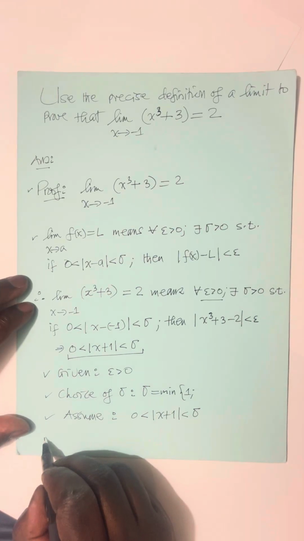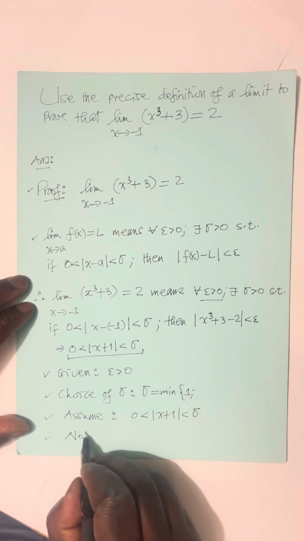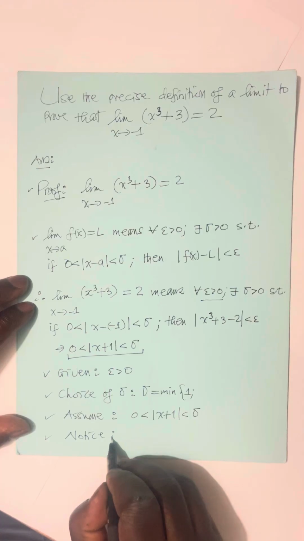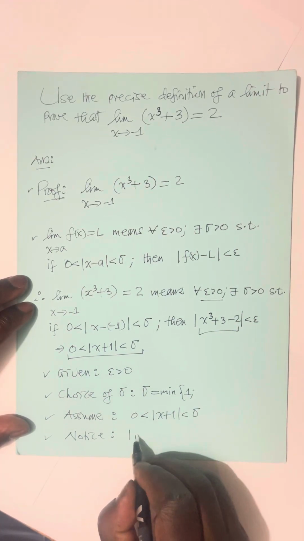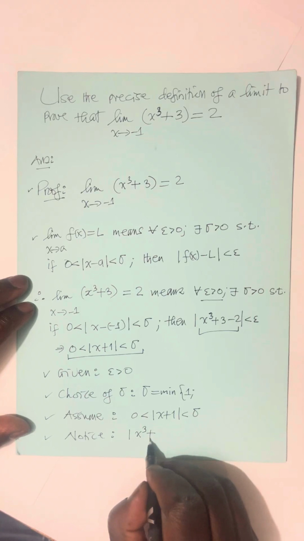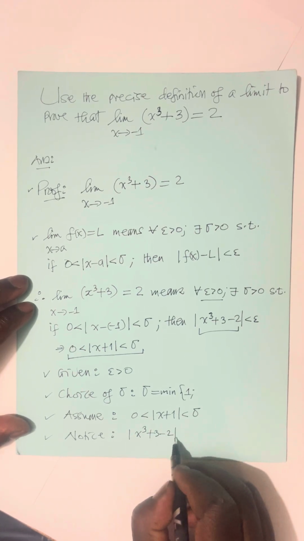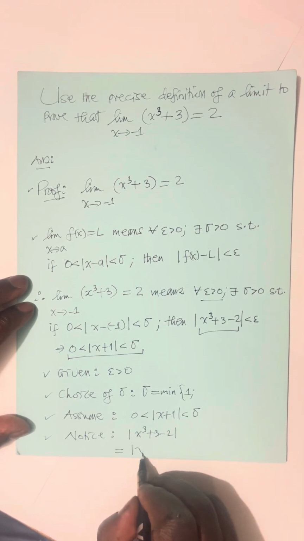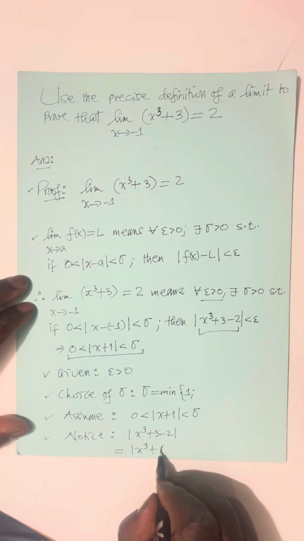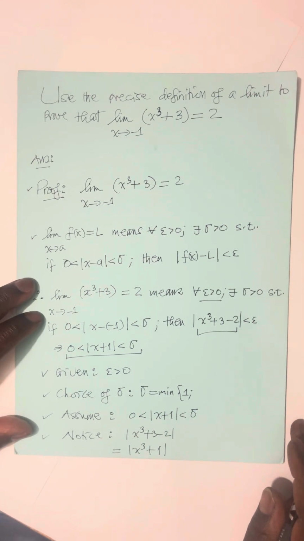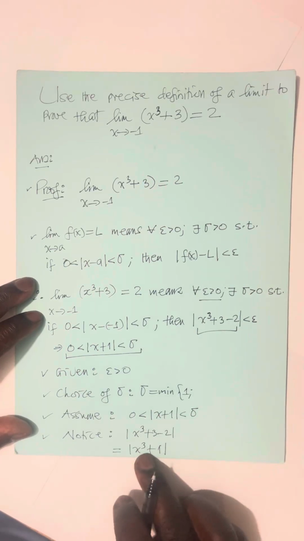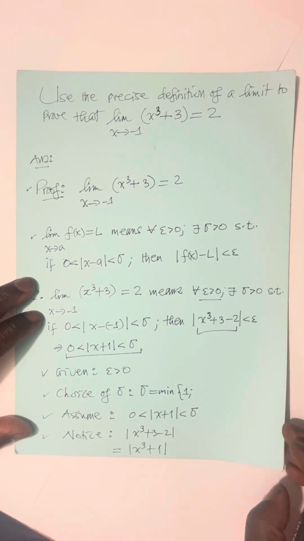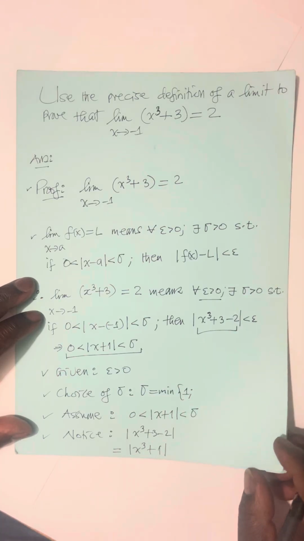Step number 4, I call it the notice step. What do we notice? That this expression here always simplifies. X cubed plus 3 minus 2 simplifies to x cubed plus 1. 3 minus 2 is 1. Now I will remind you of factorization of the sum of two cubes.